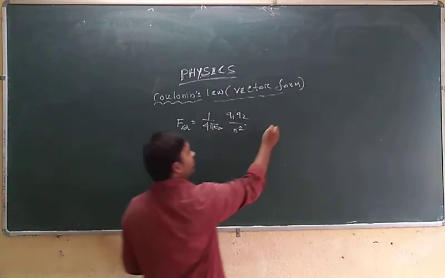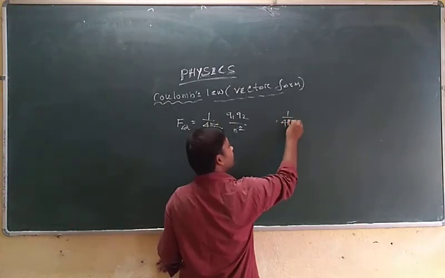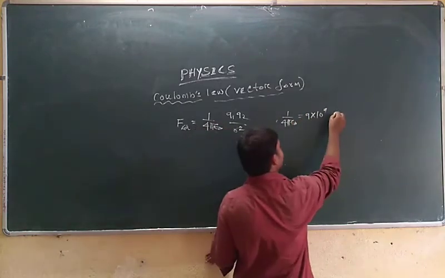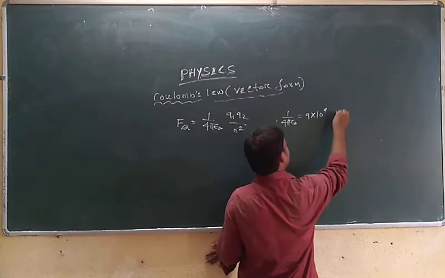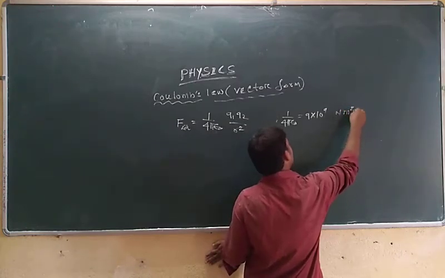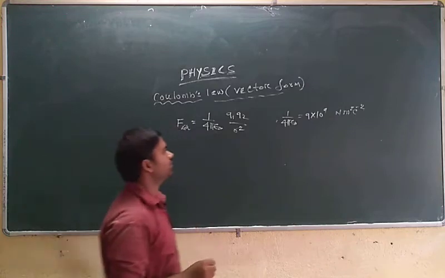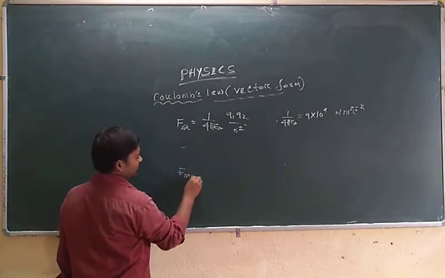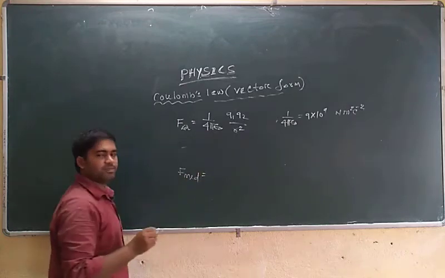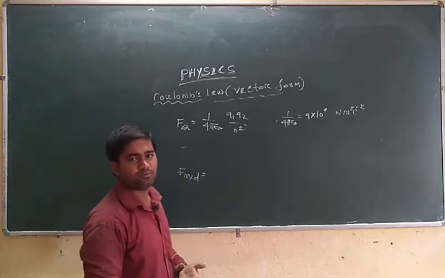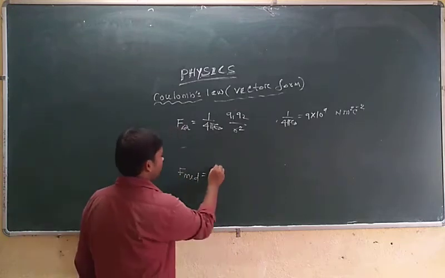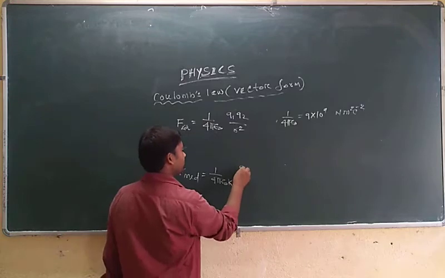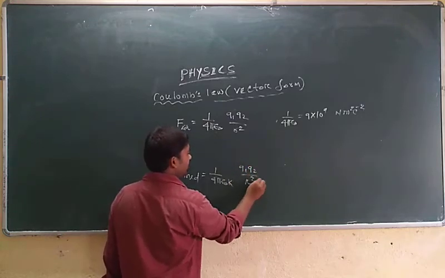The value of 1 by 4 pi epsilon naught is 9 into 10 to the power 9 Newton meter square coulomb to the power minus 2. And for force between two charged particles in a medium, there will be a relative permittivity or dielectric term. So the force in a medium is 1 by 4 pi epsilon naught q1 q2 divided by r square, with that term included.